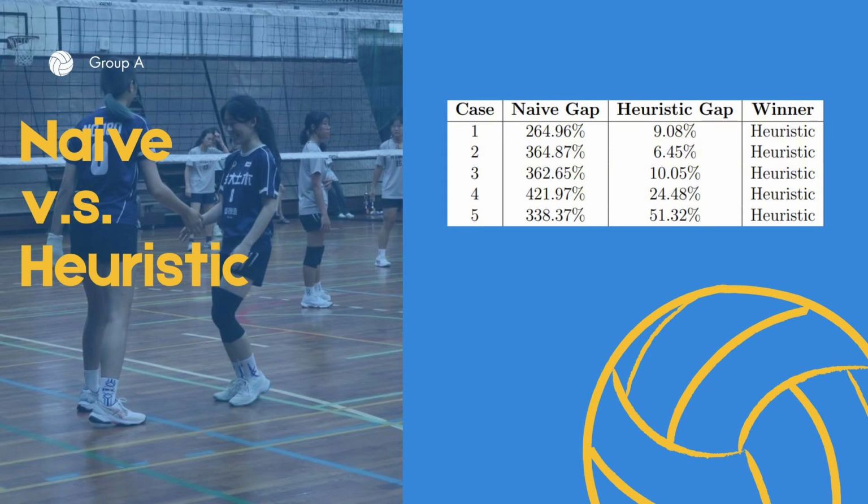Now let's talk about the naive method. These are the optimality gaps from naive versus optimal. For case 1, it is 265% worse, and for case 4, it's over 400% worse. Across all 5 cases, the heuristic obviously outperforms naive scheduling. It reduces missed matches, shortens the tournament, and distributes workload more fairly.